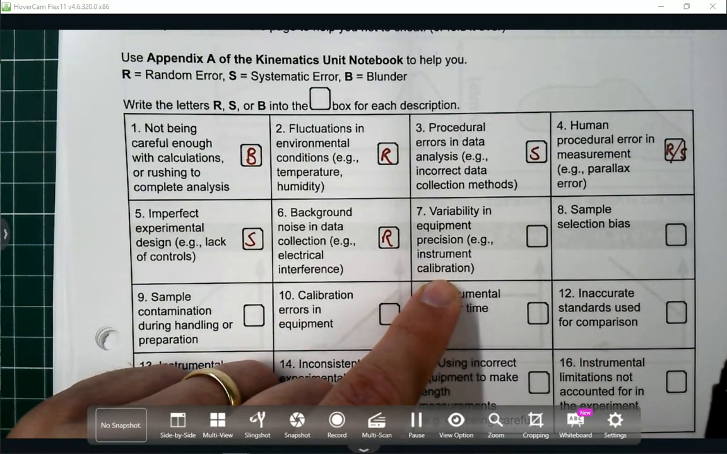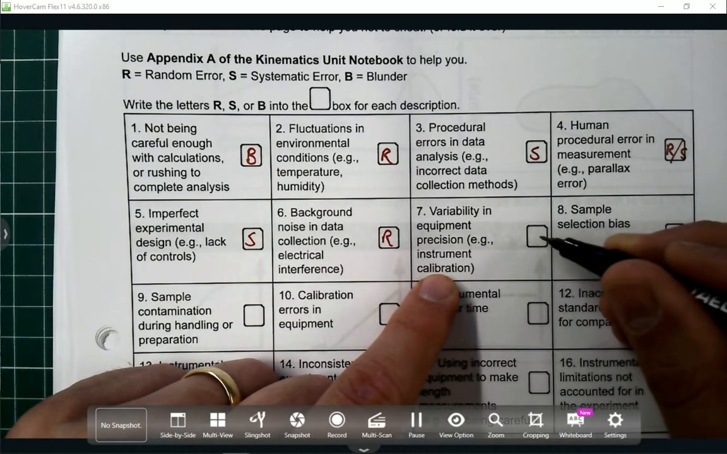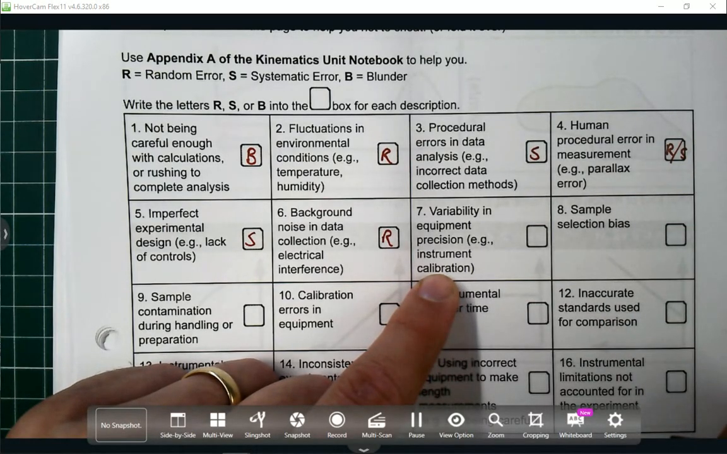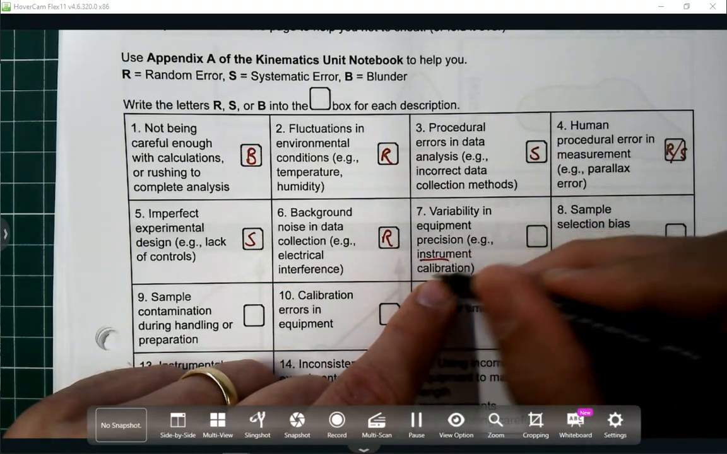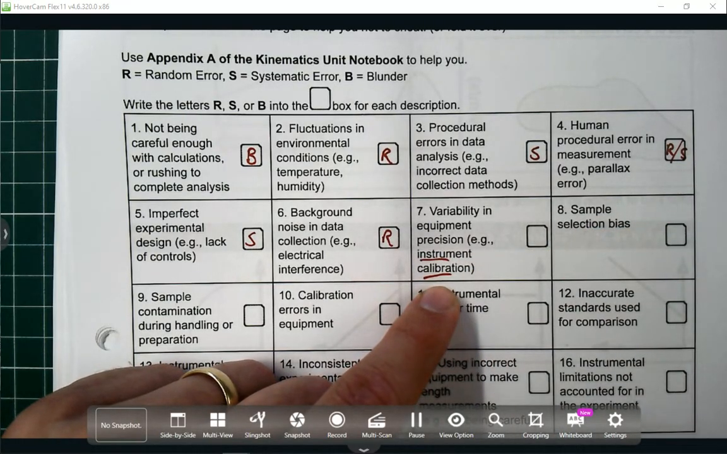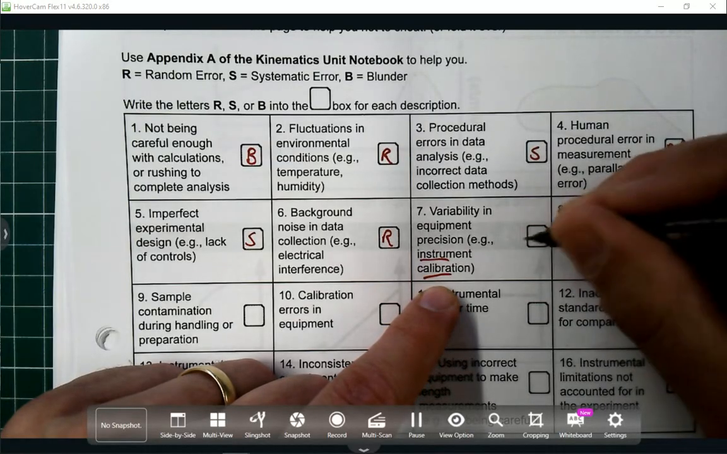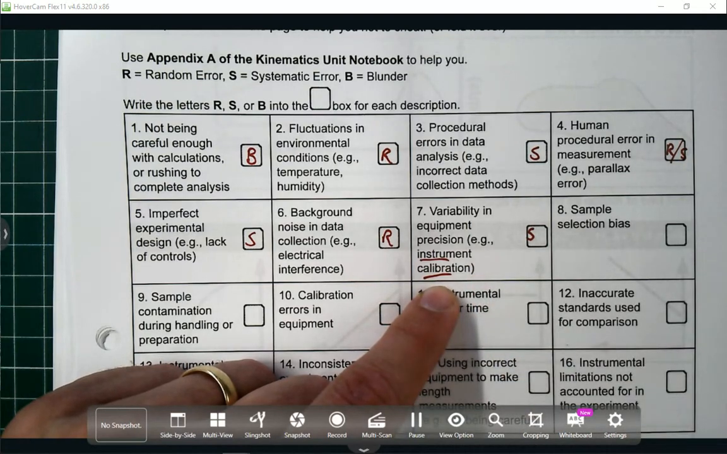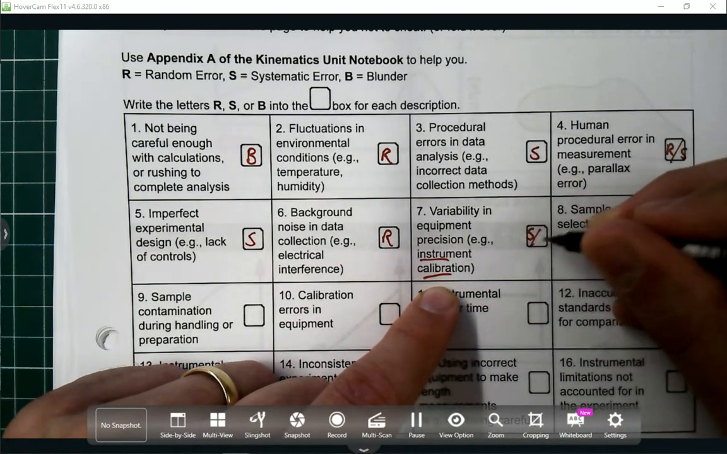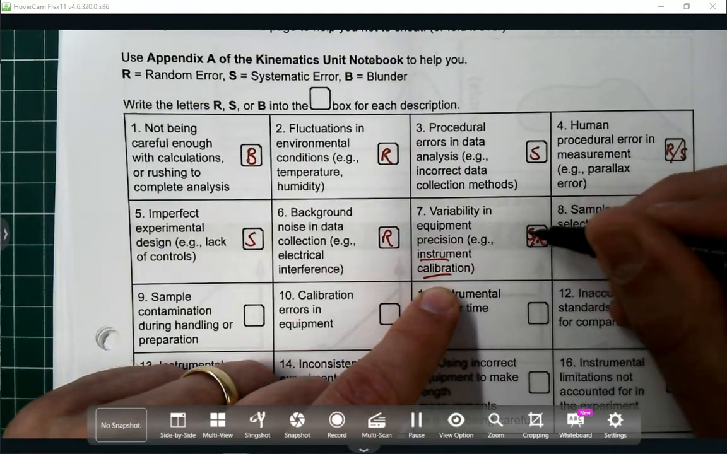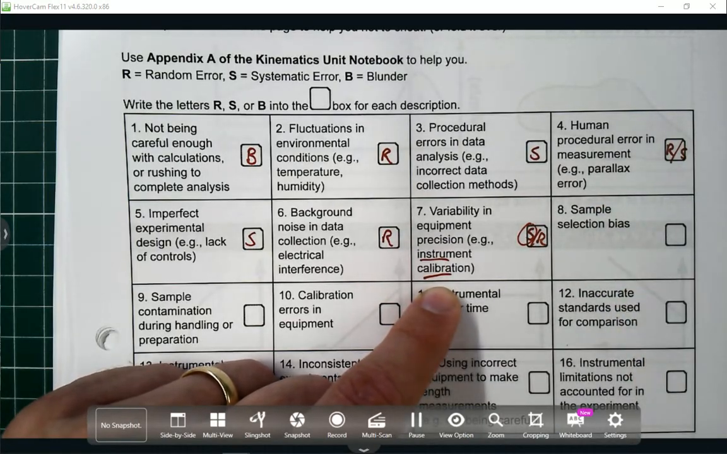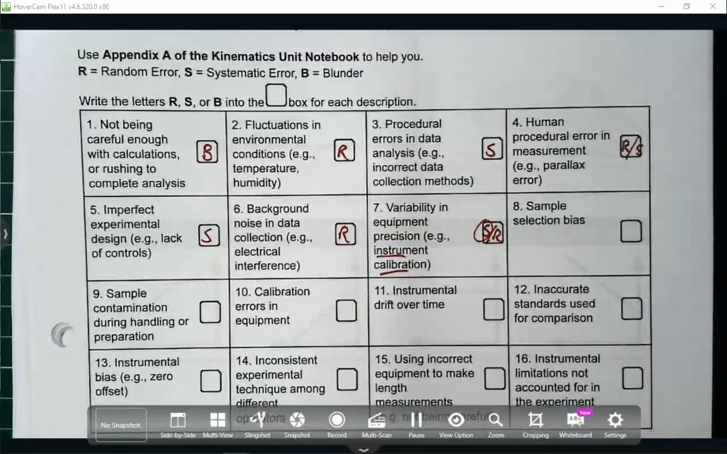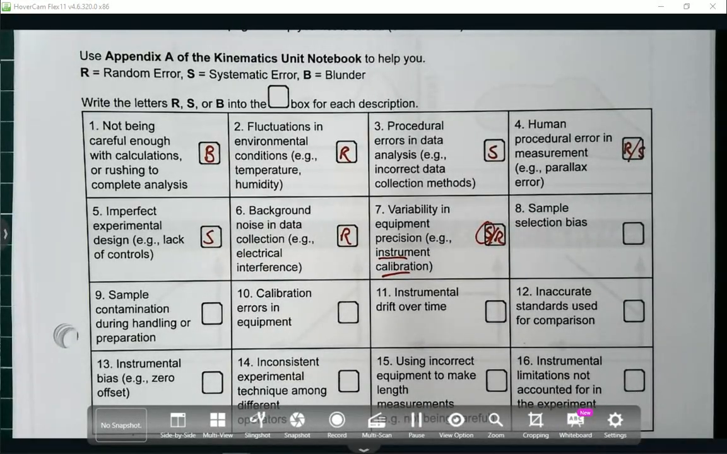Anybody want to guess? So if we failed to calibrate the equipment, that would be systematic. If the equipment is falling out of alignment because of environmental factors, like vibrating tabletops that we didn't realize was happening, we could argue that it's random. But it really kind of depends on how you're going to argue that one. I would lean more towards systematic on that one, though, okay? Sample selection bias. Systematic, yeah.